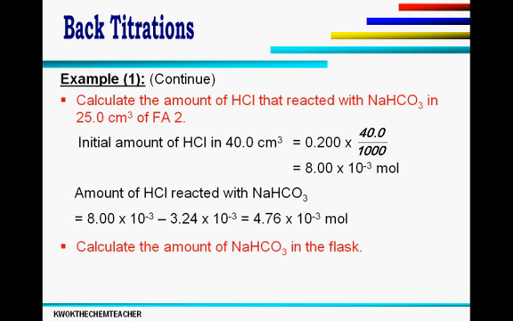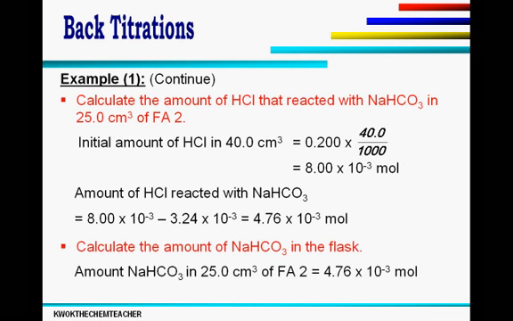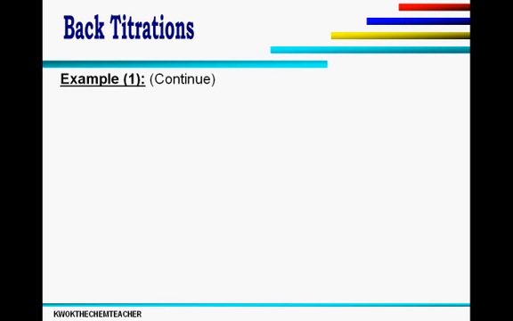to give us 4.76 × 10⁻³ moles. Therefore, we are able to calculate the amount of sodium hydrogen carbonate in the flask, which will simply also be 4.76 × 10⁻³. That is because sodium hydrogen carbonate reacts with hydrochloric acid in a 1-to-1 ratio.